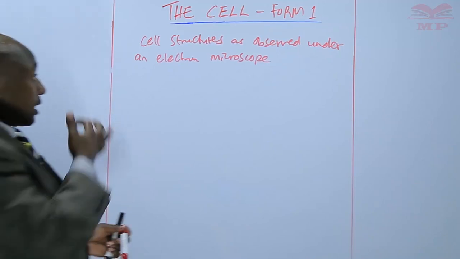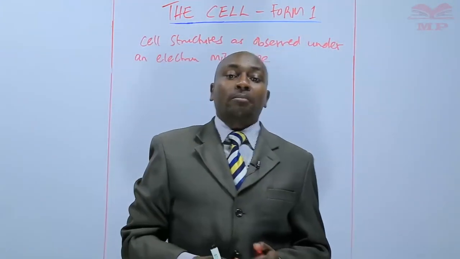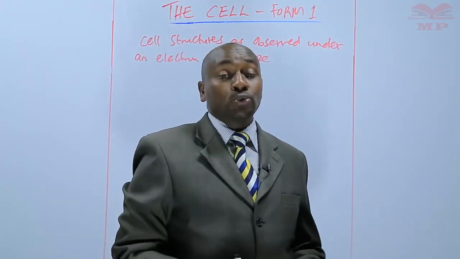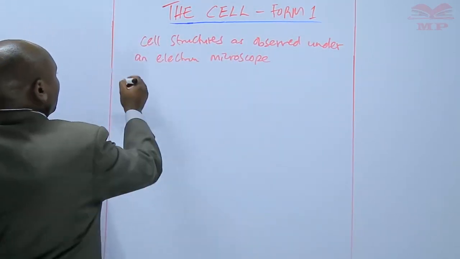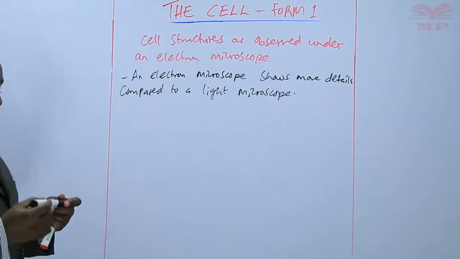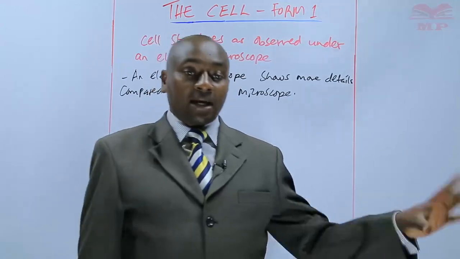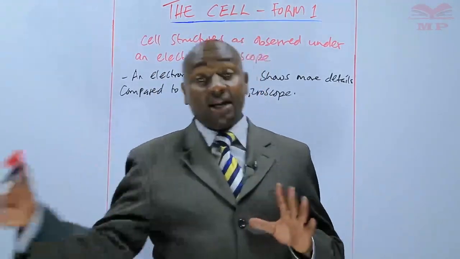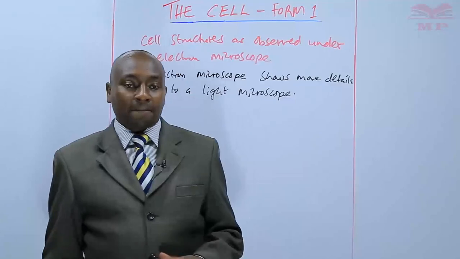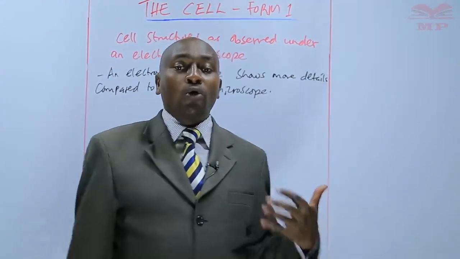So the cell structures are as observed under an electron microscope. We earlier learned that an electron microscope has a higher magnification, and therefore it shows more details as compared to a light microscope. So we also looked at the cell under a light microscope, whereby we studied the plant cell and the animal cell as observed under the light microscope. And we were able to only view a few structures here and there. When it comes to electron microscope, we'll be able to view more details or more structures.